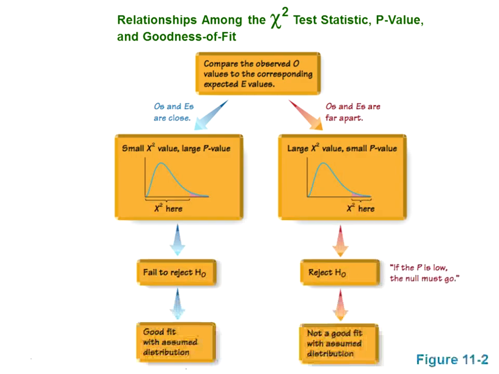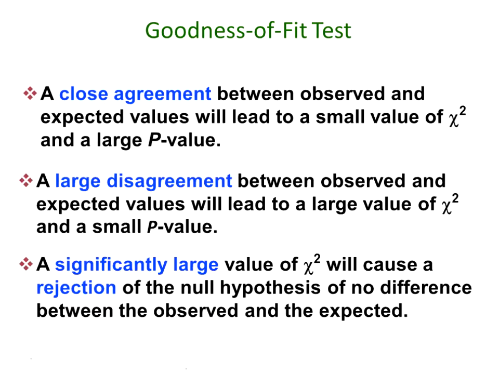Okay, so this is a bit of an explanation of why we always have a right-tail test. This is where it's written out for you, but sometimes it's better to look at a graph versus having to read a definition. A close agreement between the observed and the expected values will lead to a small value of chi-squared, so your test statistic would be small, but you'd get a large p-value.